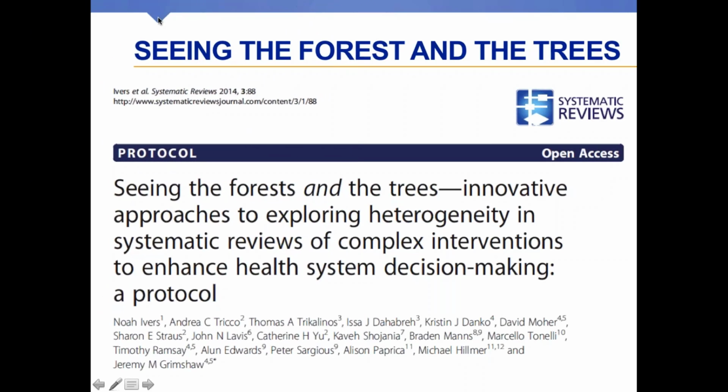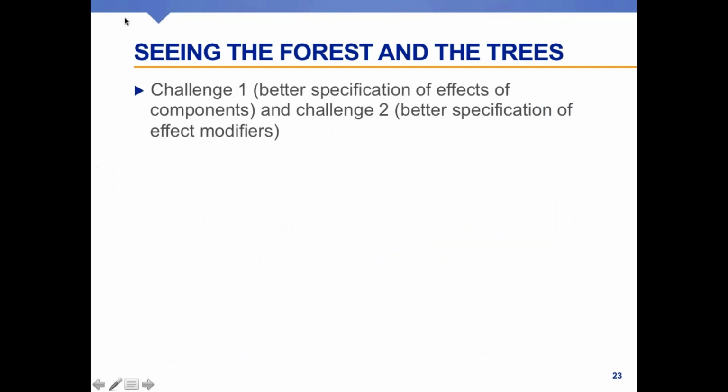Okay, so as Jeremy said, we took the next part of the project, forests and trees, to try to address some of these challenges and look at new methods to explore heterogeneity and give more informative estimates of intervention effect to decision makers. So the first challenge, of better specification of the effects of the components and of effect modifiers, we sought to improve through using synthesis with hierarchical meta-regression.